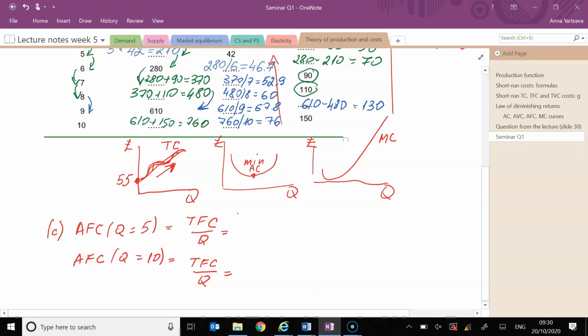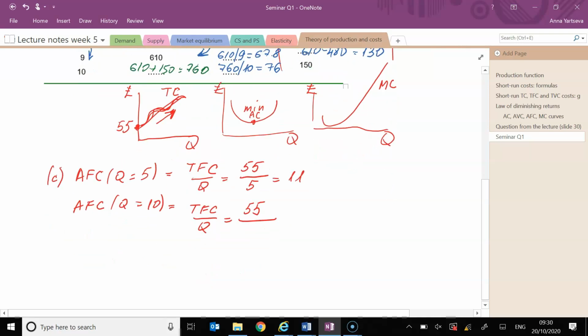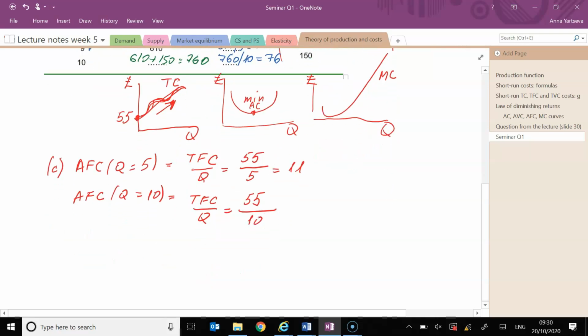So what is total fixed cost? It's 55. What is the number of units? Quantity. It's 5, which means that average fixed cost is going to be 11 pounds. What is average fixed cost when quantity is 10? Following the same approach, we take total fixed cost, which is still 55. It remains unchanged, but quantity is now different. Quantity is 10, therefore average fixed cost is lower. The more you produce, the cheaper it becomes per unit in terms of average fixed cost of production.